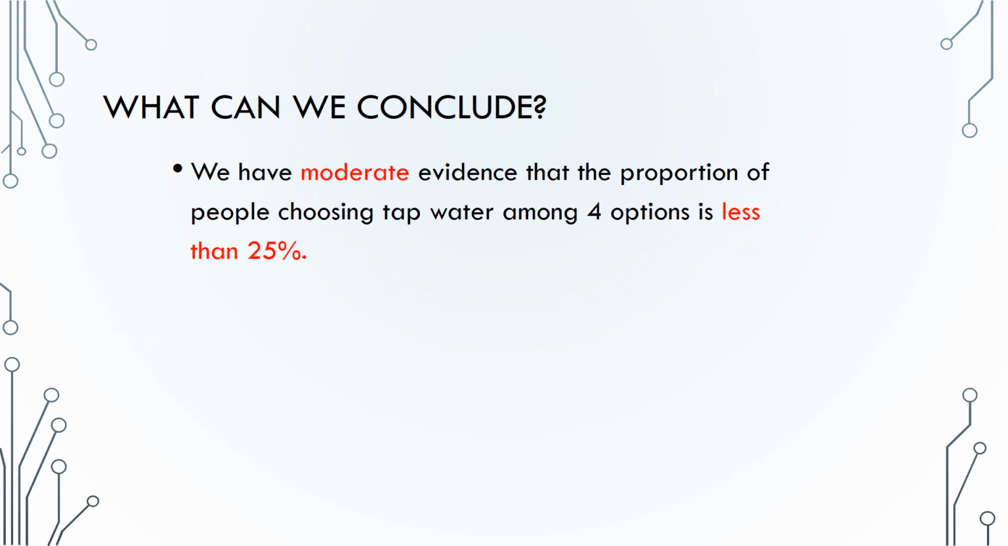Based on that p-value of 0.069, it would fall into the moderate strength of evidence, so we would say we have moderate evidence that the proportion of people choosing tap water among 4 options is less than 25%. Note that this conclusion is written in terms of the alternative hypothesis, less than 25%. That should always be the case. The p-value provides evidence against the null, but tells us about the alternative.